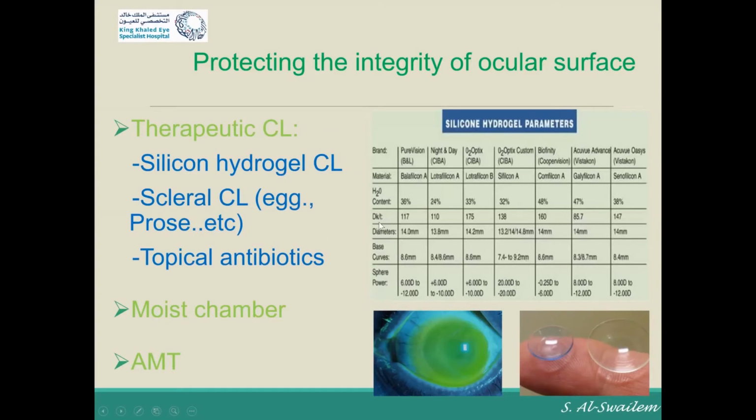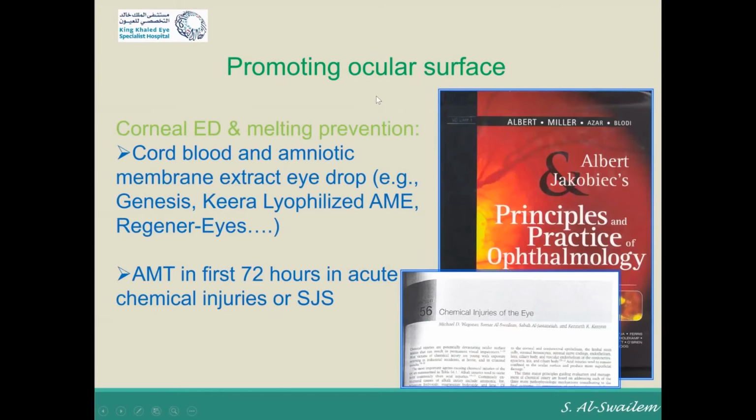Then we move on toward promoting the ocular surface. Another thing is how to treat the corneal epithelial defect and how to prevent melting. You can do that also by applying cord blood and amniotic membrane extract eye drops. These are available, by the way, commercially, but not yet registered in Saudi Arabia, though available widely in North America, and also in Italy.